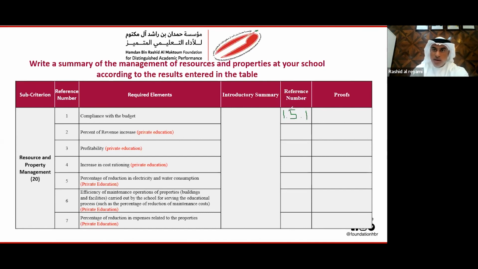Okay. Why did we take 1? Because it is in criteria number 1. Why did we write 5? Because the resource and property management is element number 5. Then we wrote 1 because we are talking about this one. So the evidence here is supposed to be the reference taken with this number, and here will be the evidence or the PDF. It is clear?